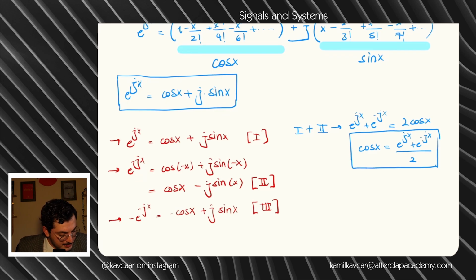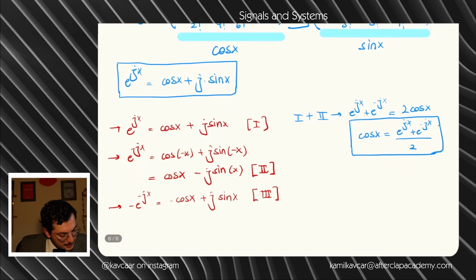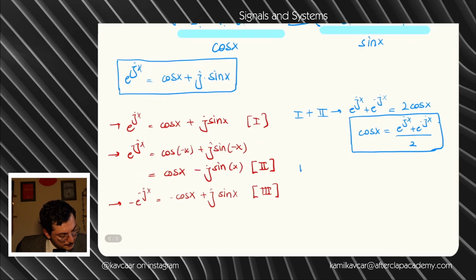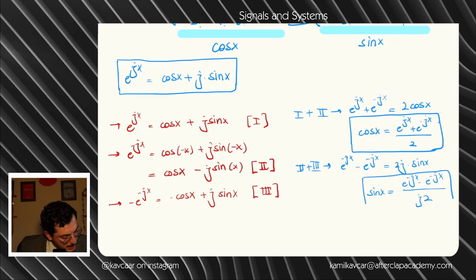And we're going to do something pretty similar for sine. This time we're going to combine equation 2 and 3. And when we do that, this time on the left side, we're going to be left with e to the jx minus e to the minus jx, which is going to be equal to, be careful, 2j times sine x. Sometimes students forget to put j over there. So 2j times sine x. So when we leave the sine alone, we're going to have sine x is equal to e to the jx minus e to the minus jx over 2j. So this is the equation for sine.